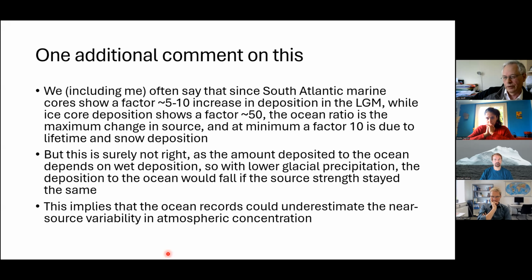I'm actually not sure anymore that that's right, because these same processes should cause the amount deposited to the ocean in the last glacial maximum to be less, because there's less wet deposition into the ocean. And so with lower glacial precipitation, the deposition to the ocean should fall. So actually the ocean dynamic should be a minimum value for the change at the source, not a maximum value for the change at the source.